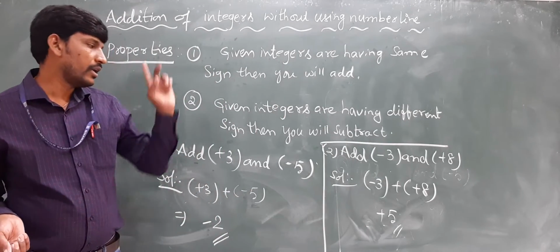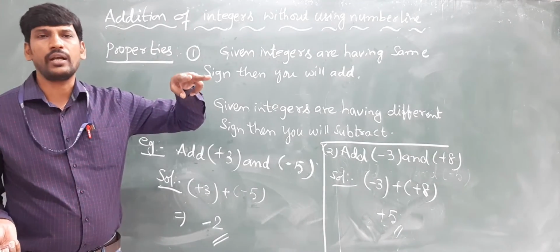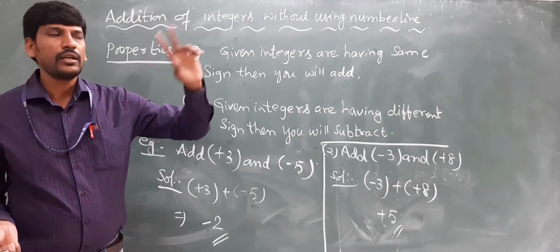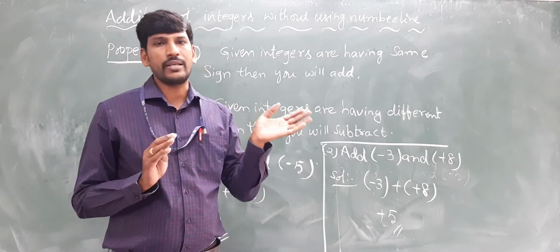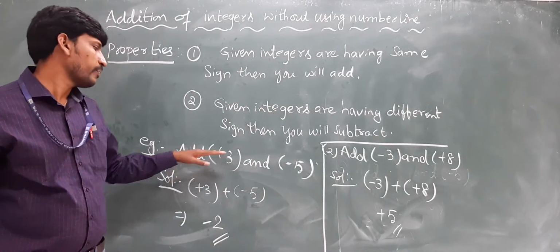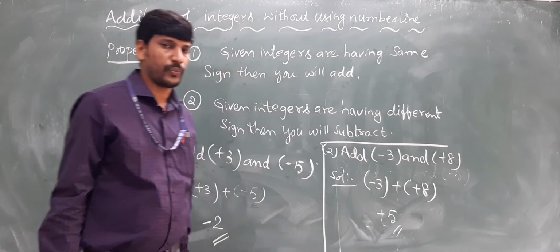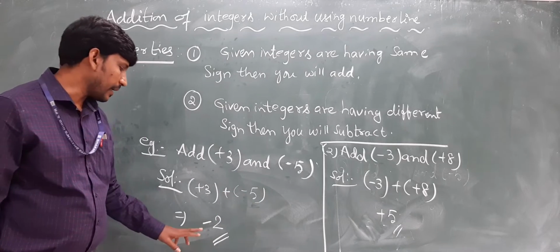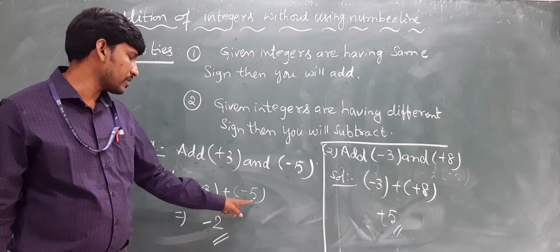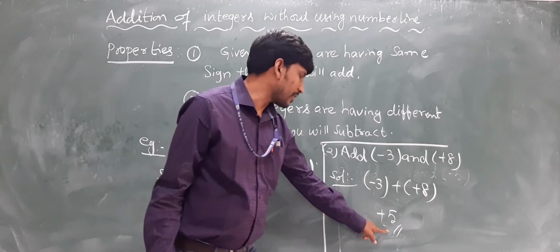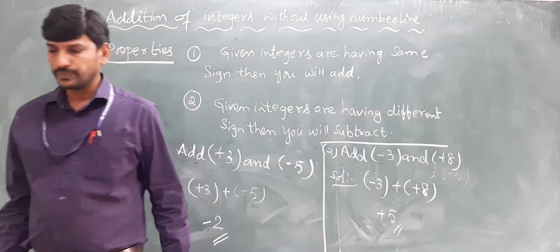Keep it in mind. If both are positive integers, you will add. If both are negative integers, you can add, and you will get the answer with plus or minus. But here, one is positive, one is negative, or one is negative, one is positive. You need to subtract and keep the sign depending on the big value. Here it is -2 because 5 has a negative sign. Here it is plus 5 because it is a plus symbol. Okay.